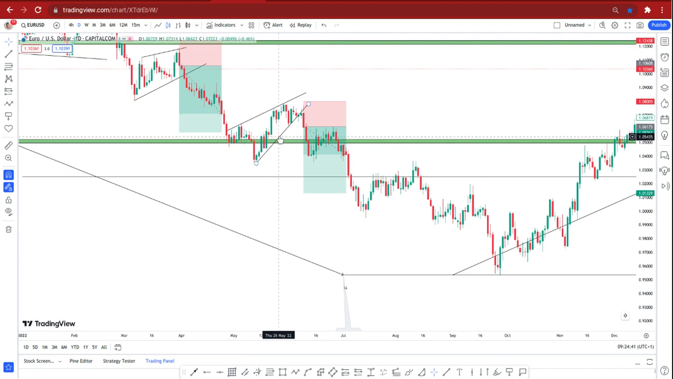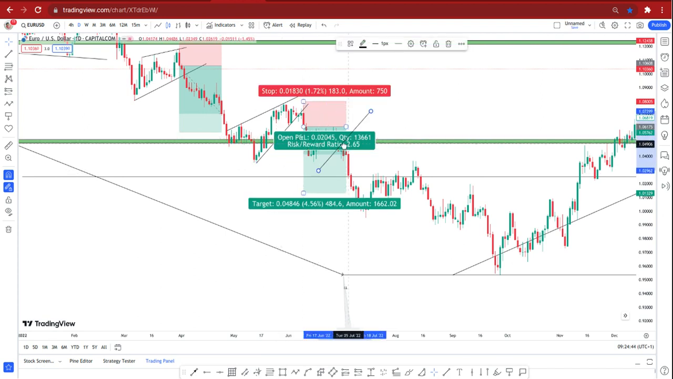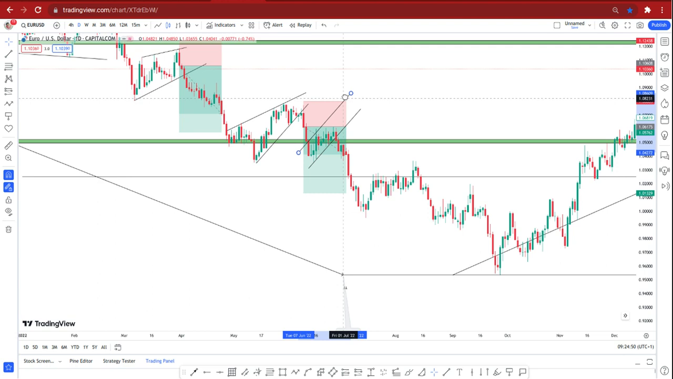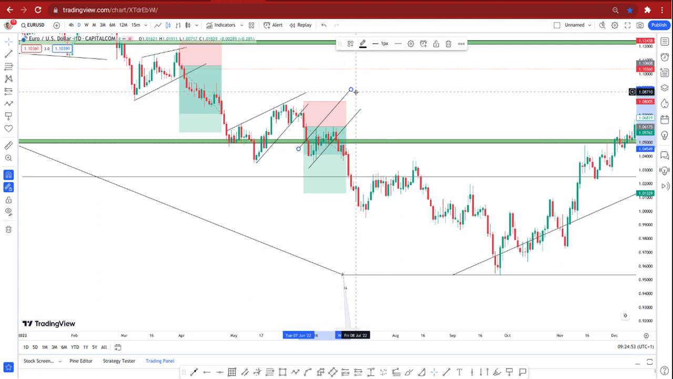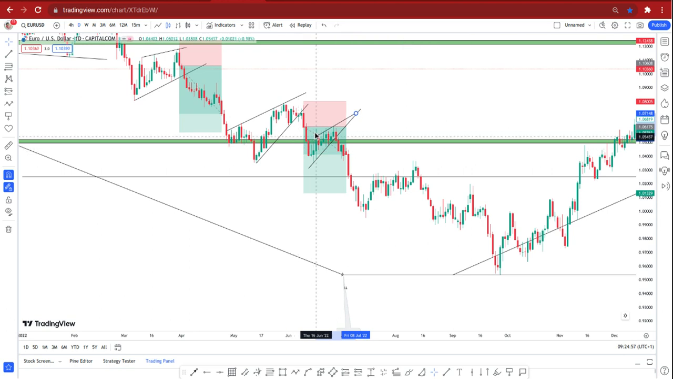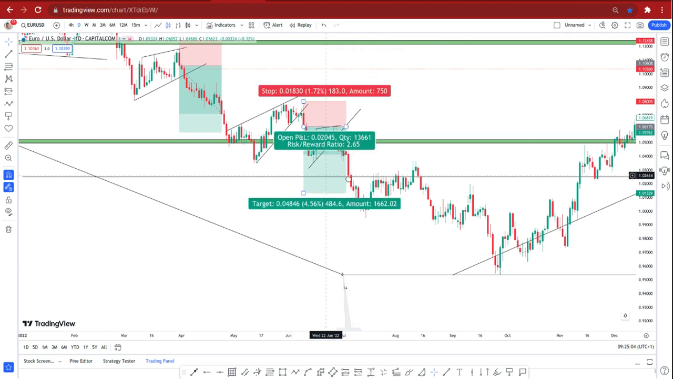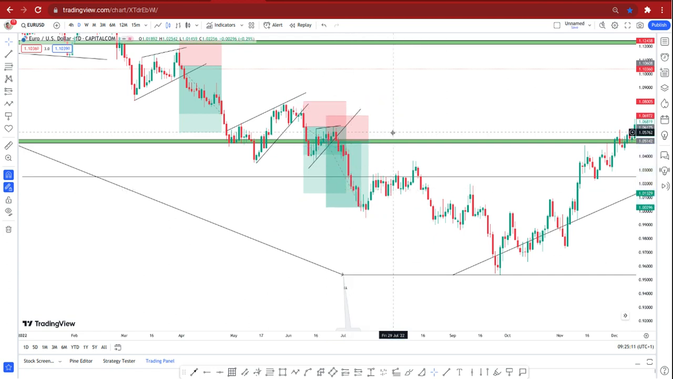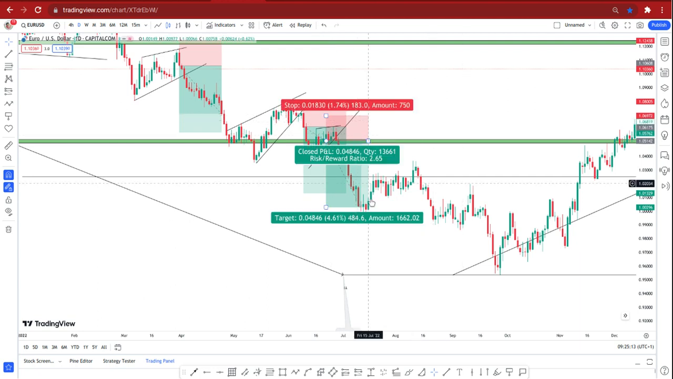also I spot another flag. You can see I like structure entry a lot. I spot another flag here, and it moved 3 times here. 1, 2, 3. Then I spot another breakout, this evening star breakout here. My stop above it, then I'm going.